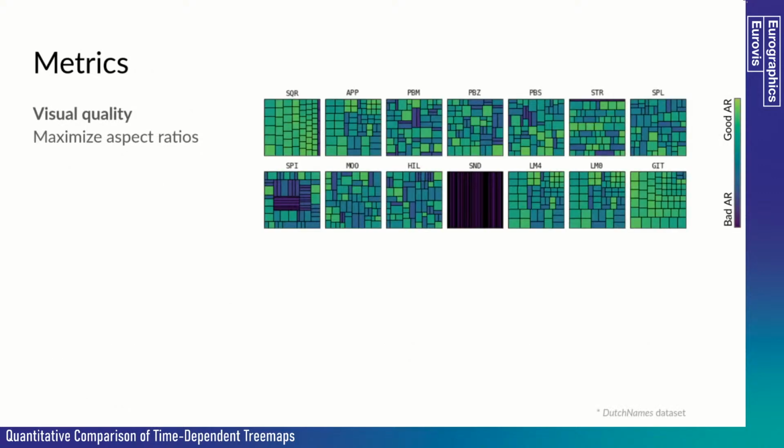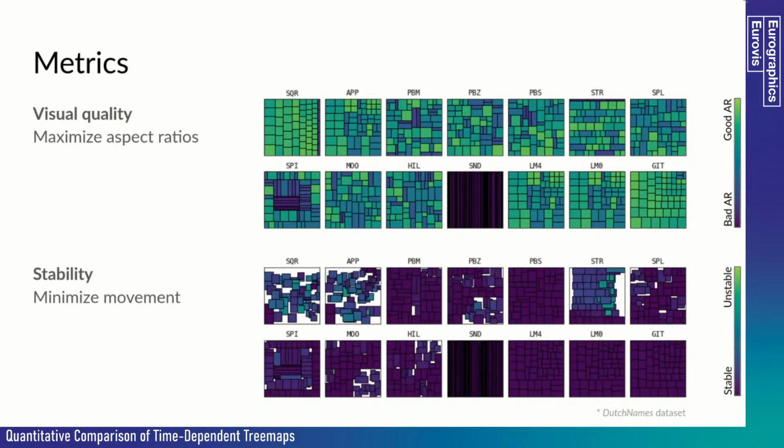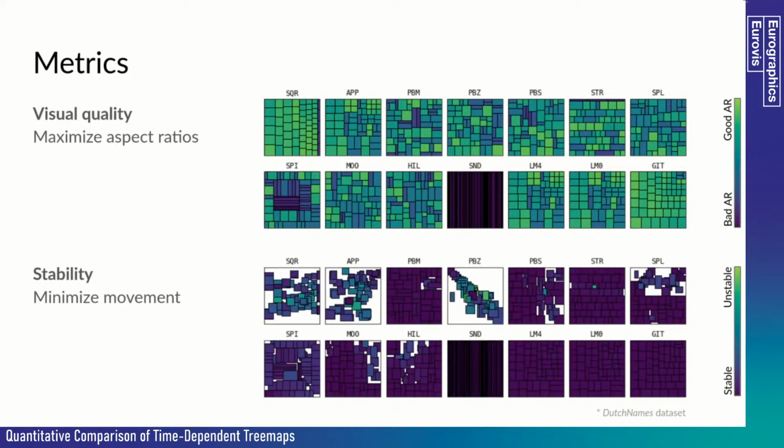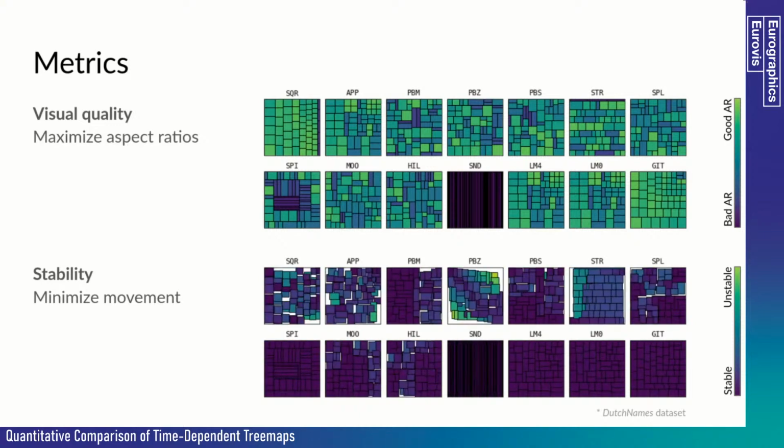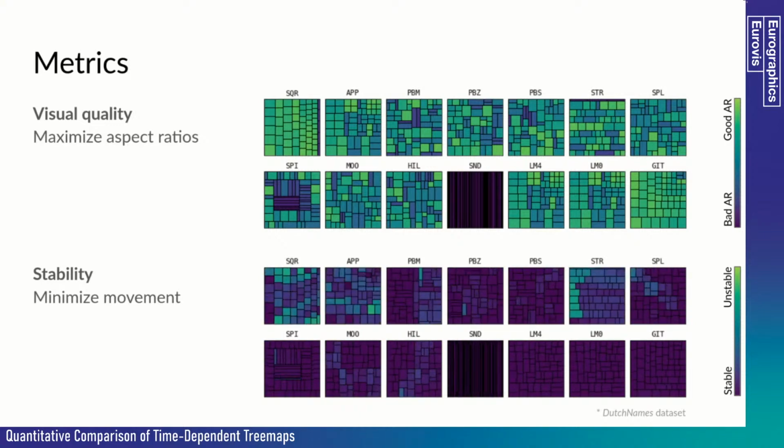We measured quality regarding 2 aspects. Visual quality, in which we are trying to maximize the aspect ratios of cells. We measure this because it is easier to estimate the areas of squarish cells than elongated ones, thus improving the readability of the visualization. Besides, this is the most popular measurement in the literature. And we also measure stability. Here we are trying to minimize the amount of movement in the layout, as excessive movement might negatively affect our comprehension of the data.